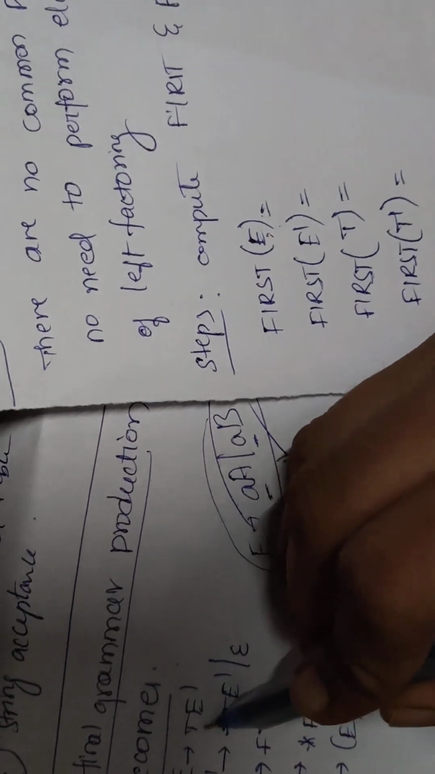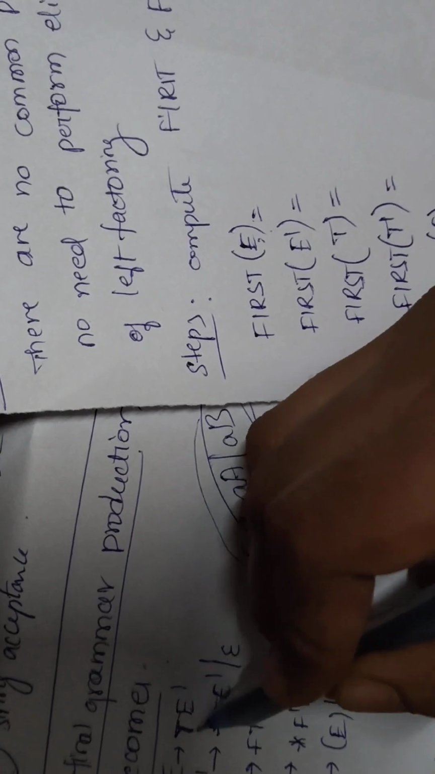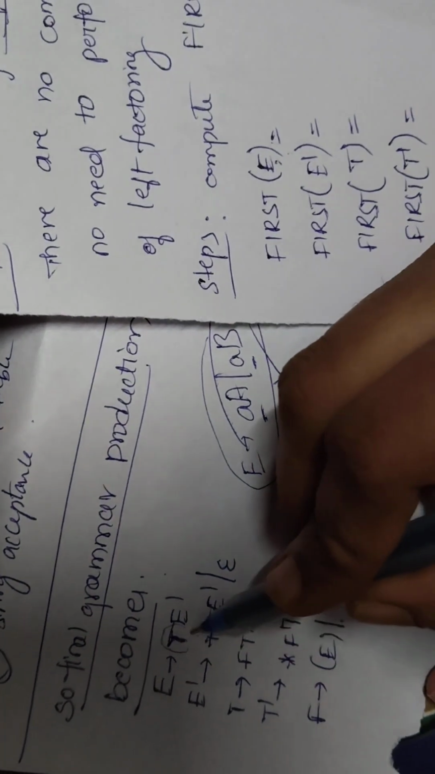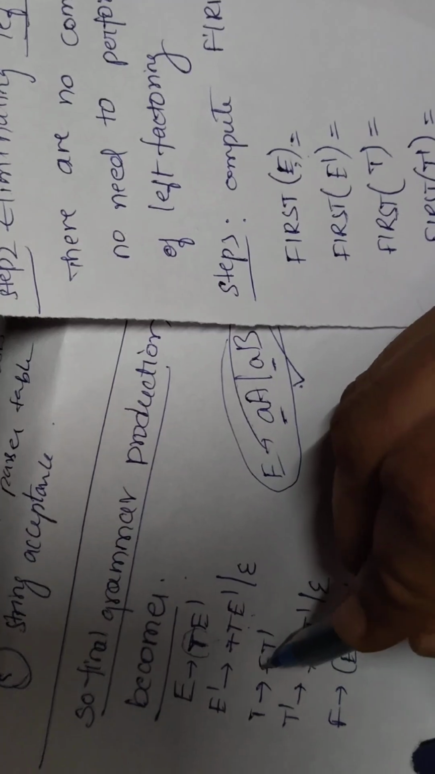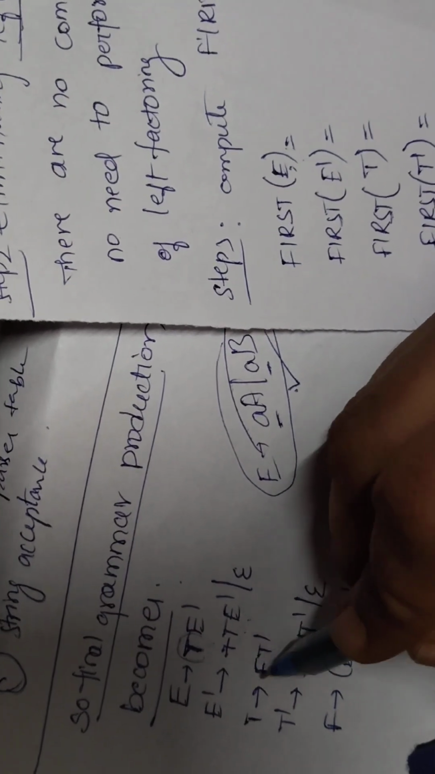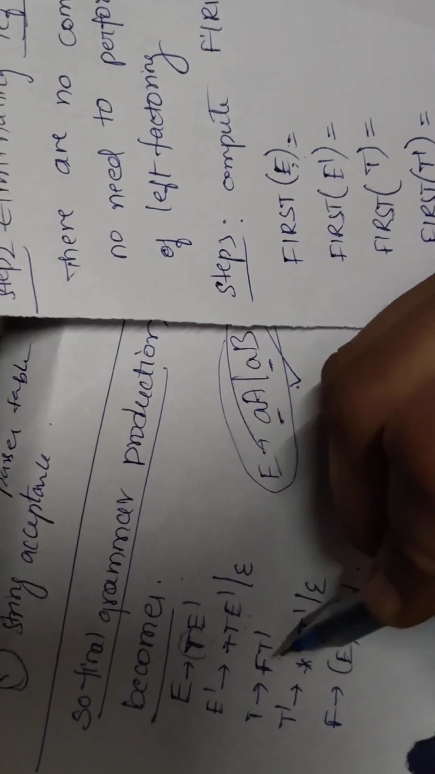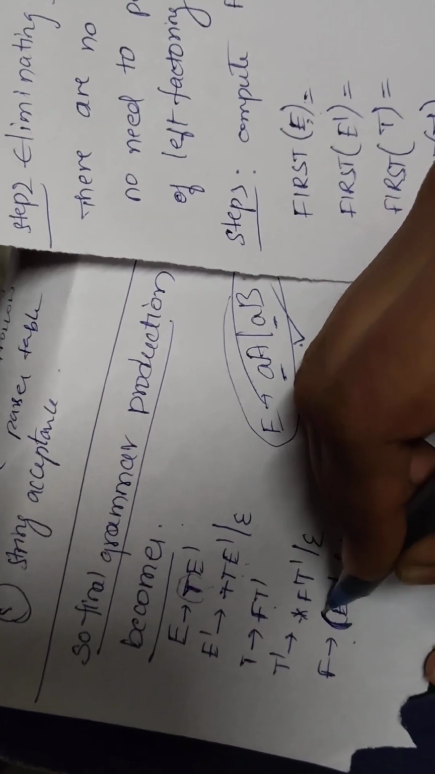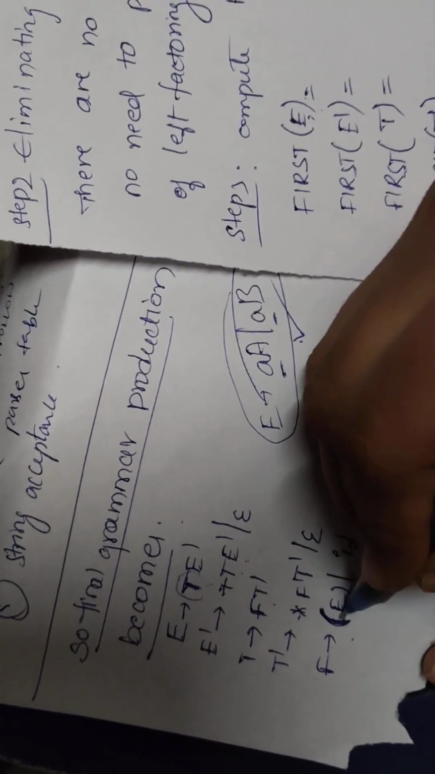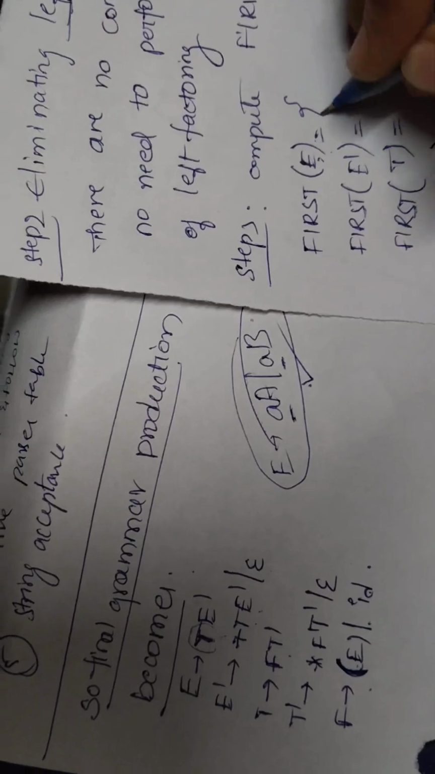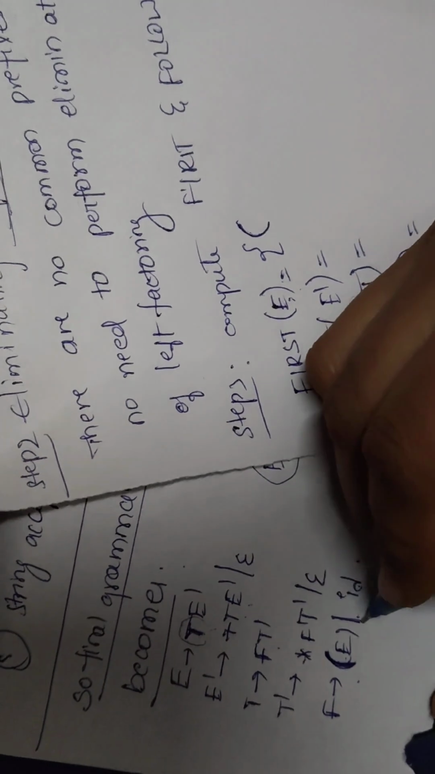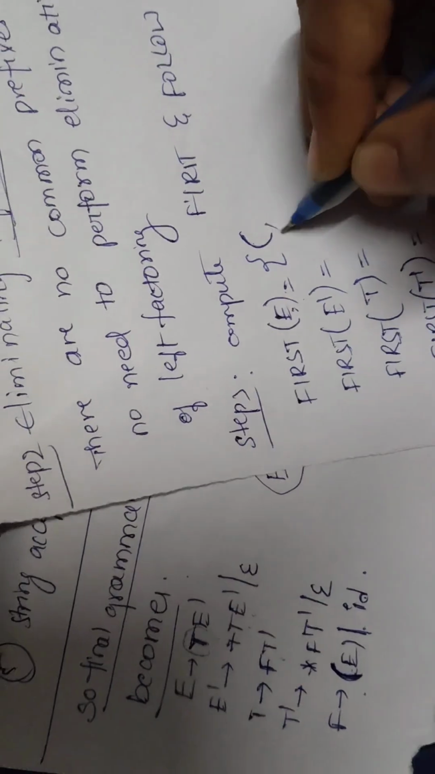Okay, so what is first of E? First of E is non-terminal T, so we need to go for first of T. What is first of T? First of T is non-terminal F, so first of F. What is first of F? Meaning the first element. What is the first element here? So this is the first element. So in first of E you need to write this, and it has another production, ID, so ID.